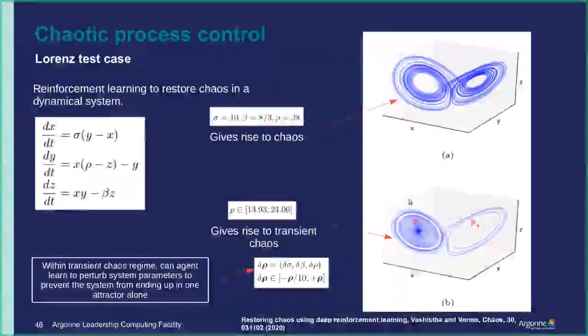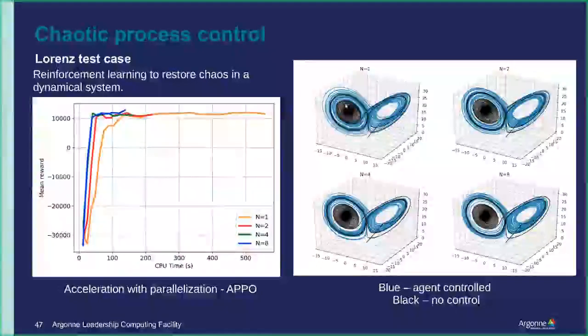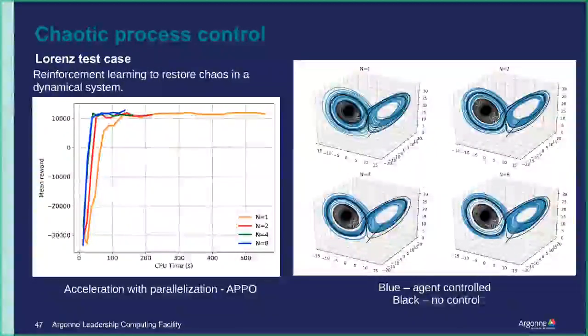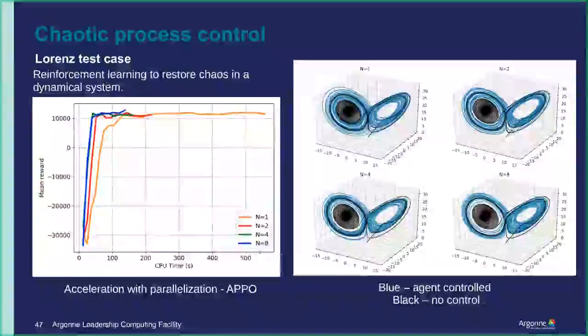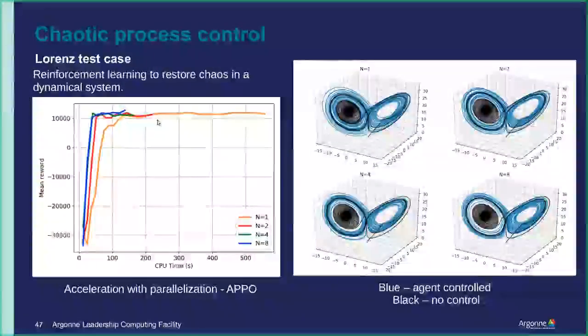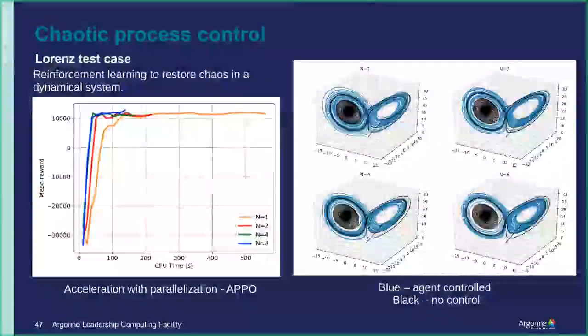You can see over here that the black line is what you would have if you didn't control the Lorenz system. It would just end up in this attractor on the left. But by making perturbations, we were able to keep the system chaotic, and by increasing the number of compute nodes, we were able to reach our reward in less CPU time. We're still scaling this. This is a simple problem, so we weren't able to go up to 256 or 512 compute nodes, but that's on the horizon. All right.